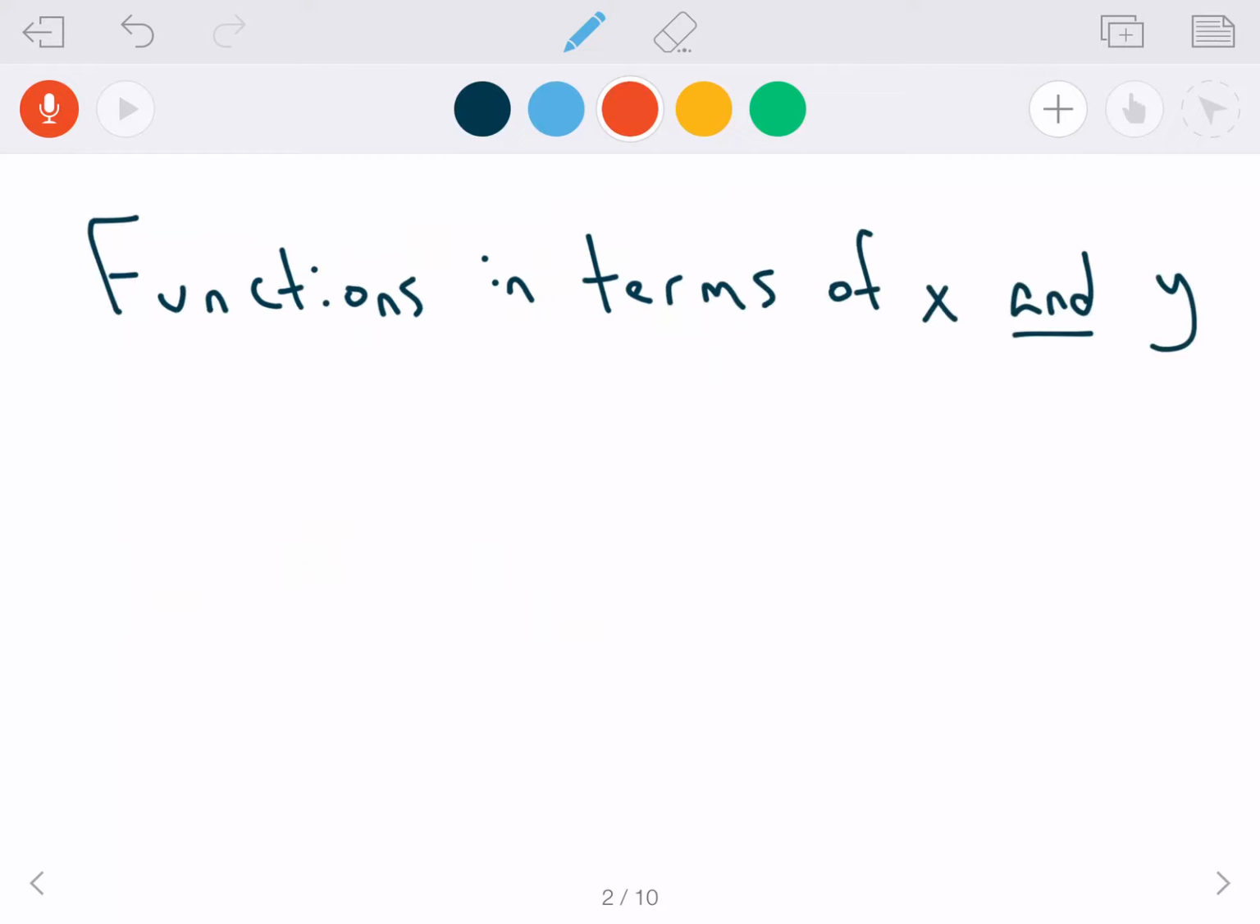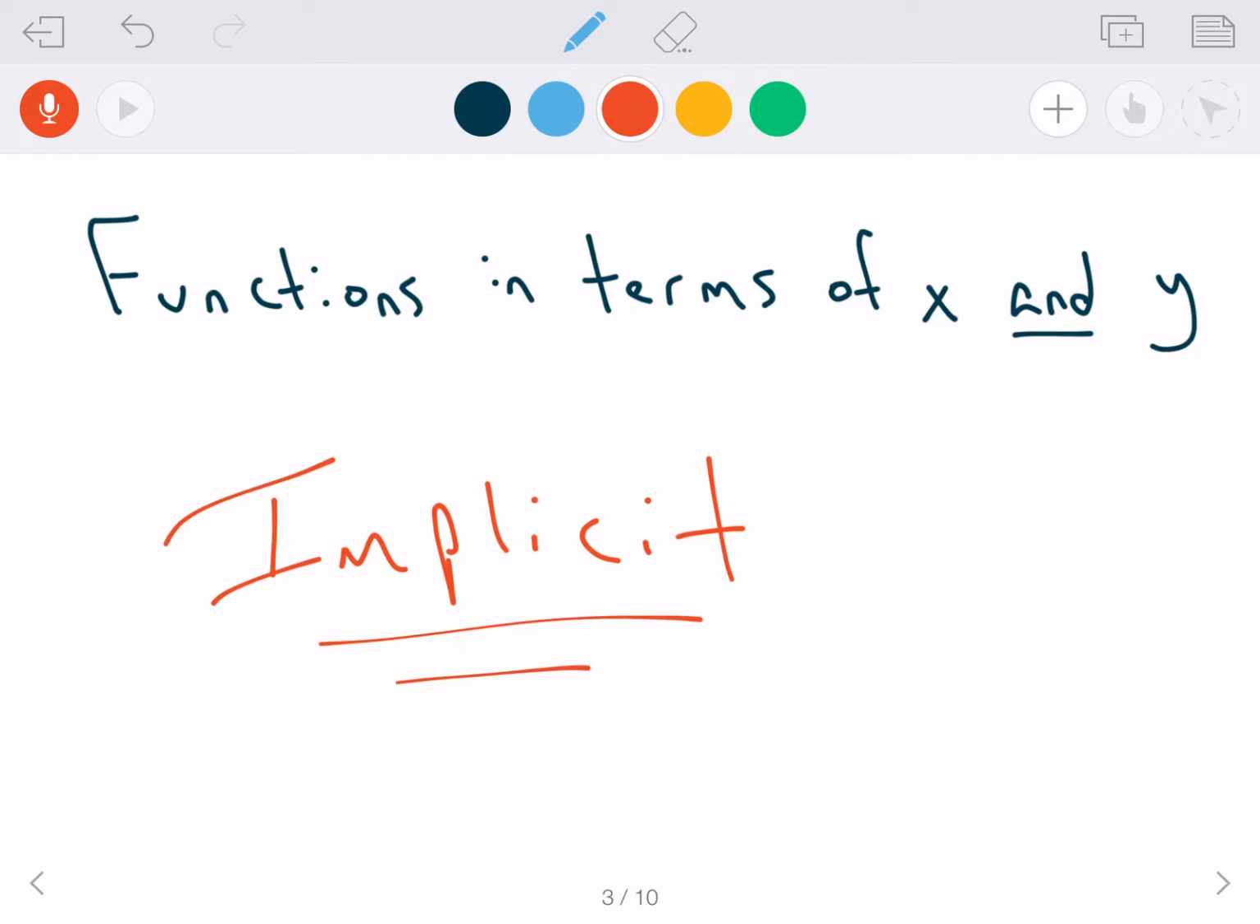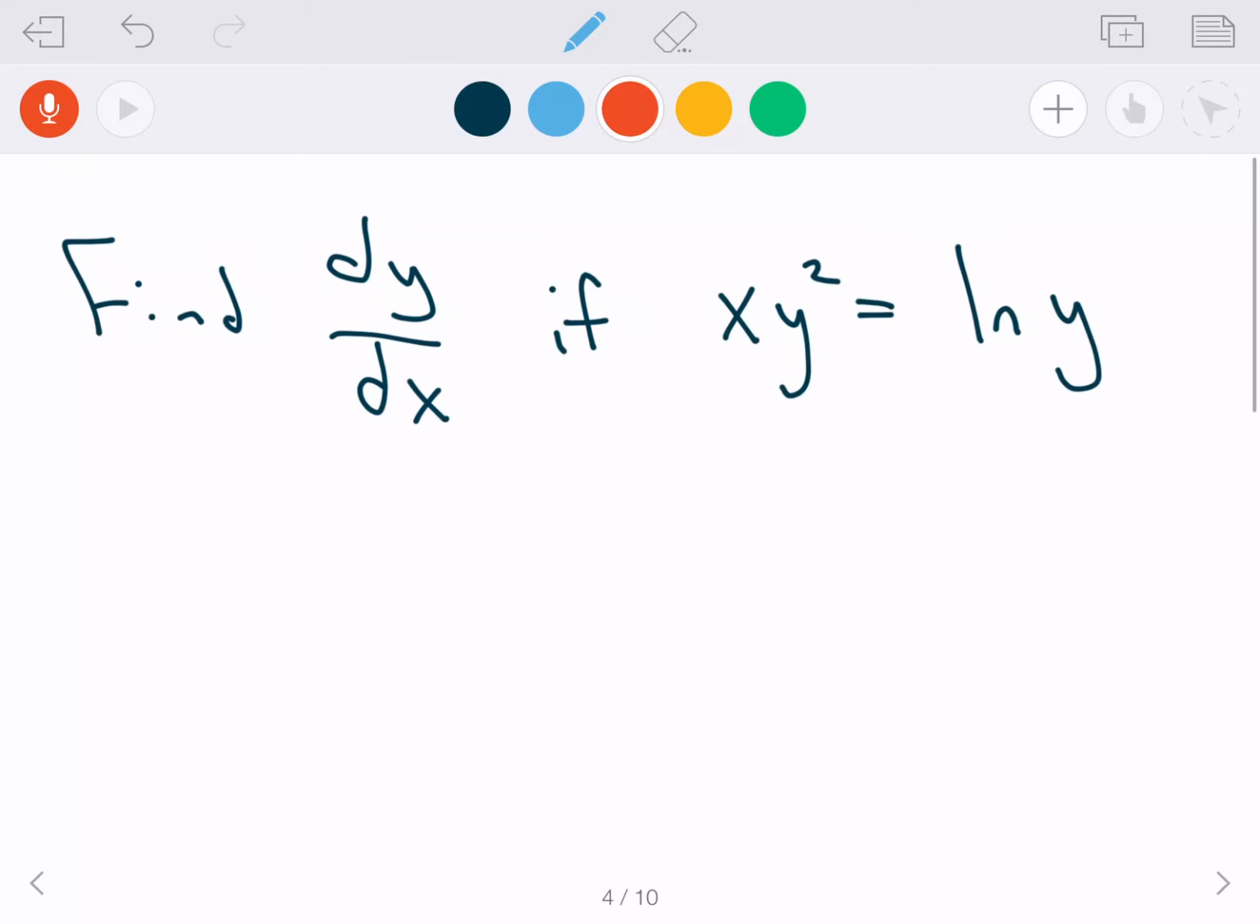Next thing we looked at is if you have a function in terms of x and y. This is when we do implicit differentiation. Everything else we've seen, the function is just in terms of x. But if you see x and y in the equation, that's your red flag to do implicit differentiation. So in this example here, we have x and y. We have another y here in the equation.